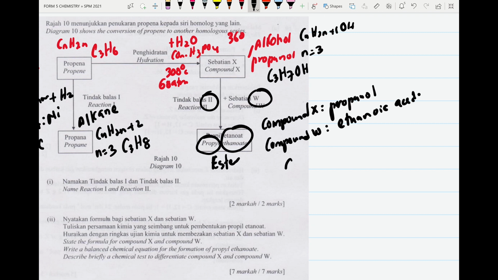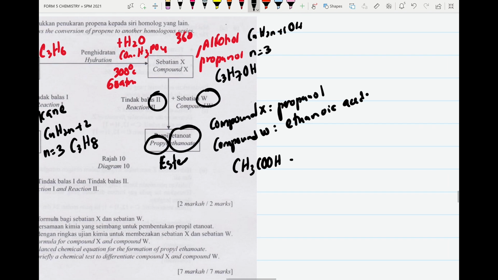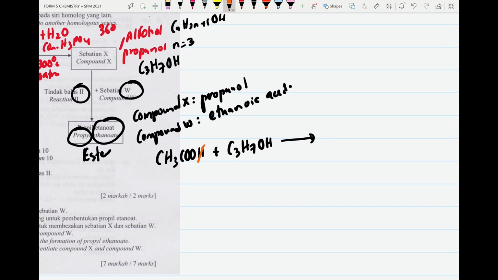All right, so we try to write down the formula of ethanoic acid, CH3COOH, and the formula of propanol, C3H7OH, and we try to get the equation. So we cancel the HOH, they combine together and form a water molecule. Take this one, CH3COO, take the branch, put your C3H7.